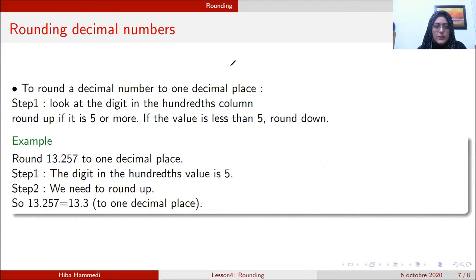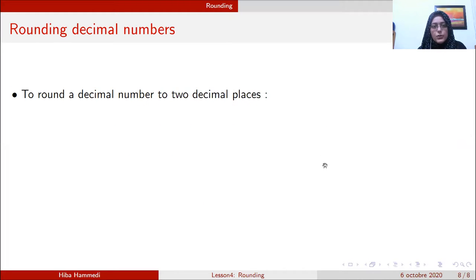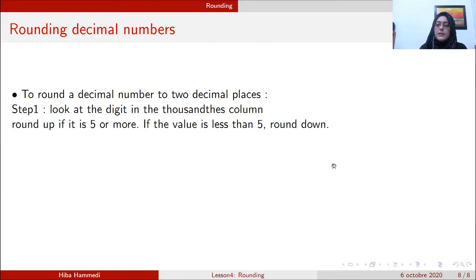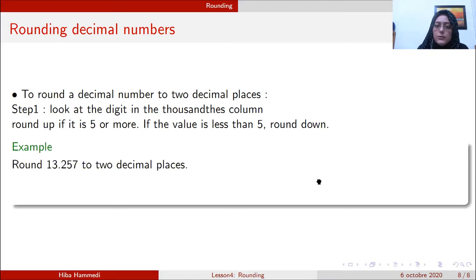Okay, let's carry on. The second thing, imagine I would like to round the number to two decimal places. Well, you can guess what you need to do. You need to check the value in the thousandths and compare that to 5. If it is 5 or more, you need to round up. Less than 5, you round down.